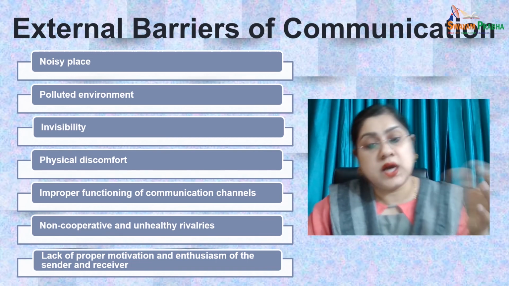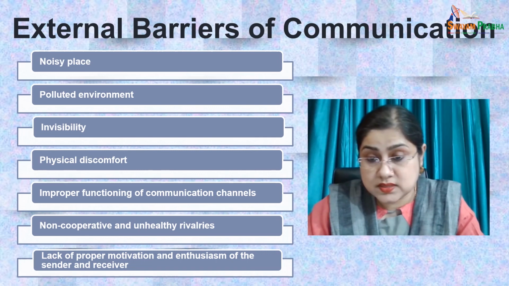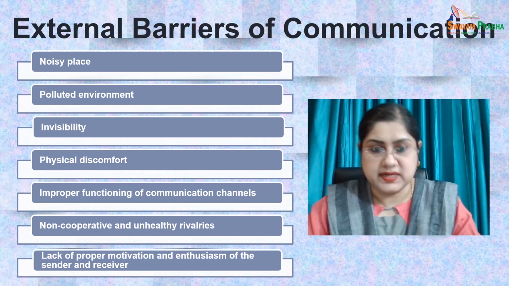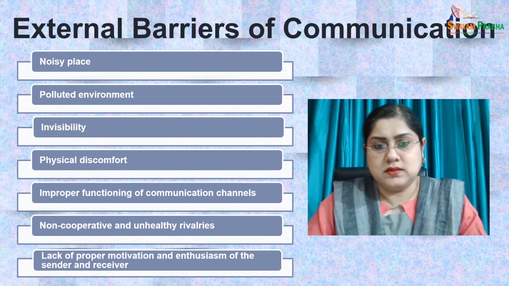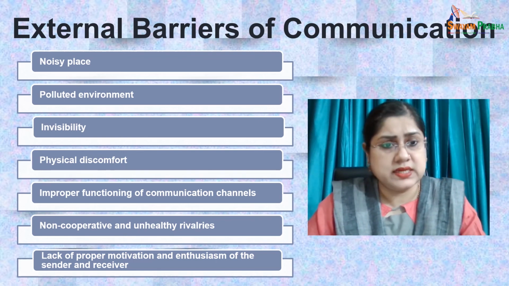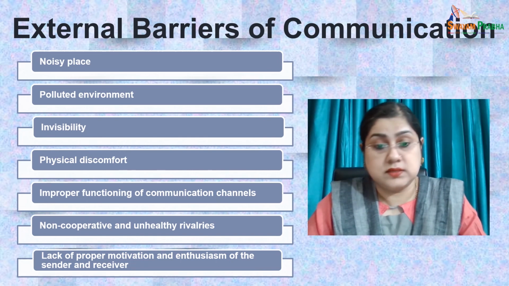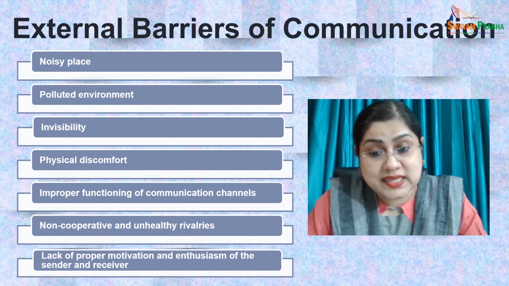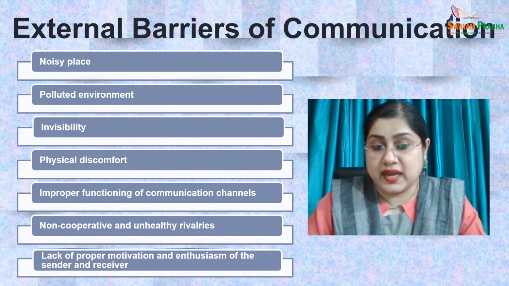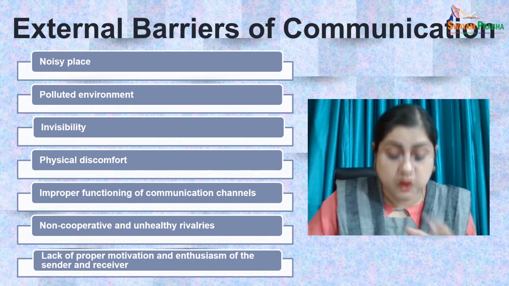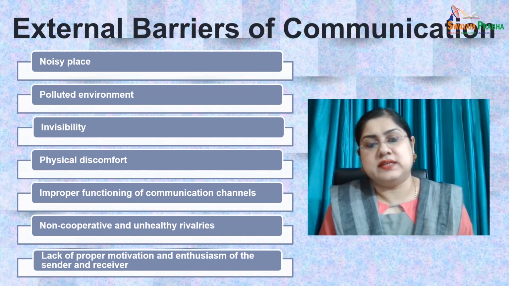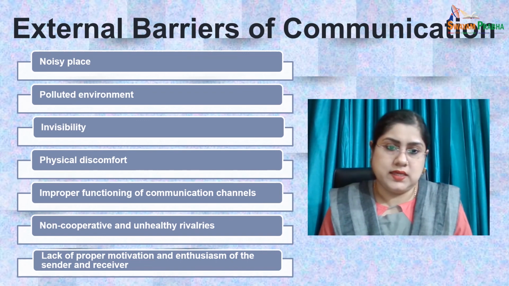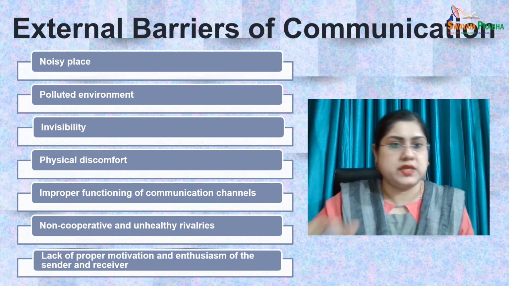Then non-cooperative or unhealthy rivalries, competitions among those who are participating in the process of communication, that can also be a very obnoxious activity and can be considered as an external barrier. Then lack of proper motivation and lack of incentives, lack of zeal and enthusiasm, which is needed to remain active on the part of the sender and the receiver. If any of these things are lacking, in that case also we can find that the communication is not happening in a proper way, and they are considered as external barriers of communication.